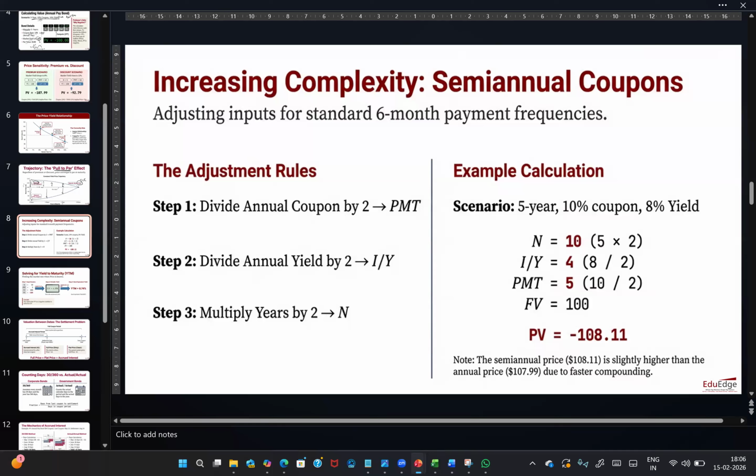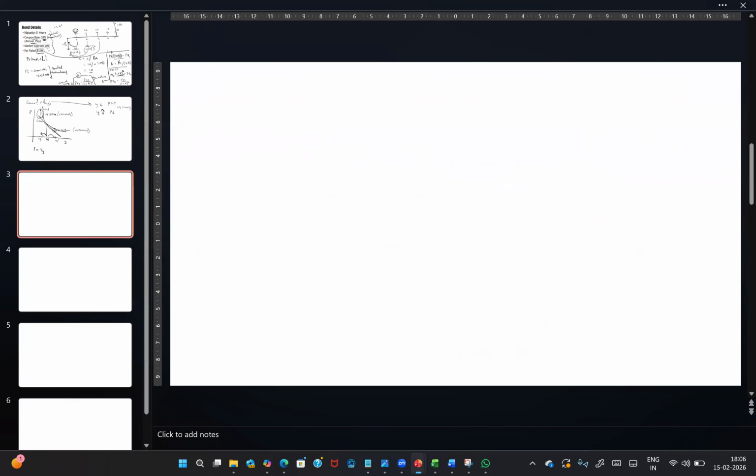and talk about what if we have different frequency of compounding. Till now, we have dealt with annualized frequency of compounding, but what if there is semi-annual or a different frequency of compounding? Whenever you have different frequency of compounding in a bond, can I say these are the various assumptions in a bond? Time to maturity, the coupon rate, the yield on the bond, and the par value.